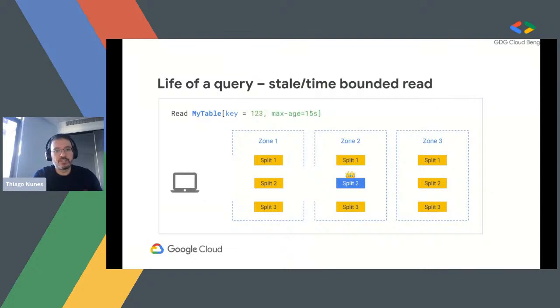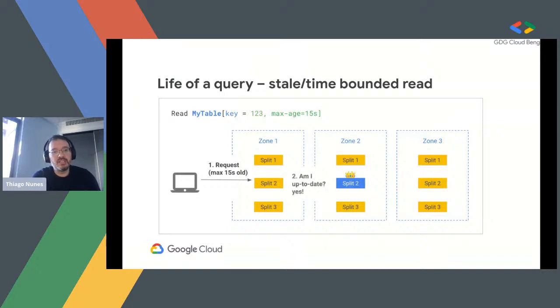Cool. So the next type of read, as I mentioned before, is the stale read. Here we're going to do the same thing. We want to read key 1 to 3 from my table, but we're doing a stale read, so we're okay with getting data which is at most 15 seconds old. The request starts as before. The request is made to Spanner. Spanner identifies the split that contains the key, routes the request to the closest zone to the client, and then here's where it starts to be a little bit different from the strong read that we had before.